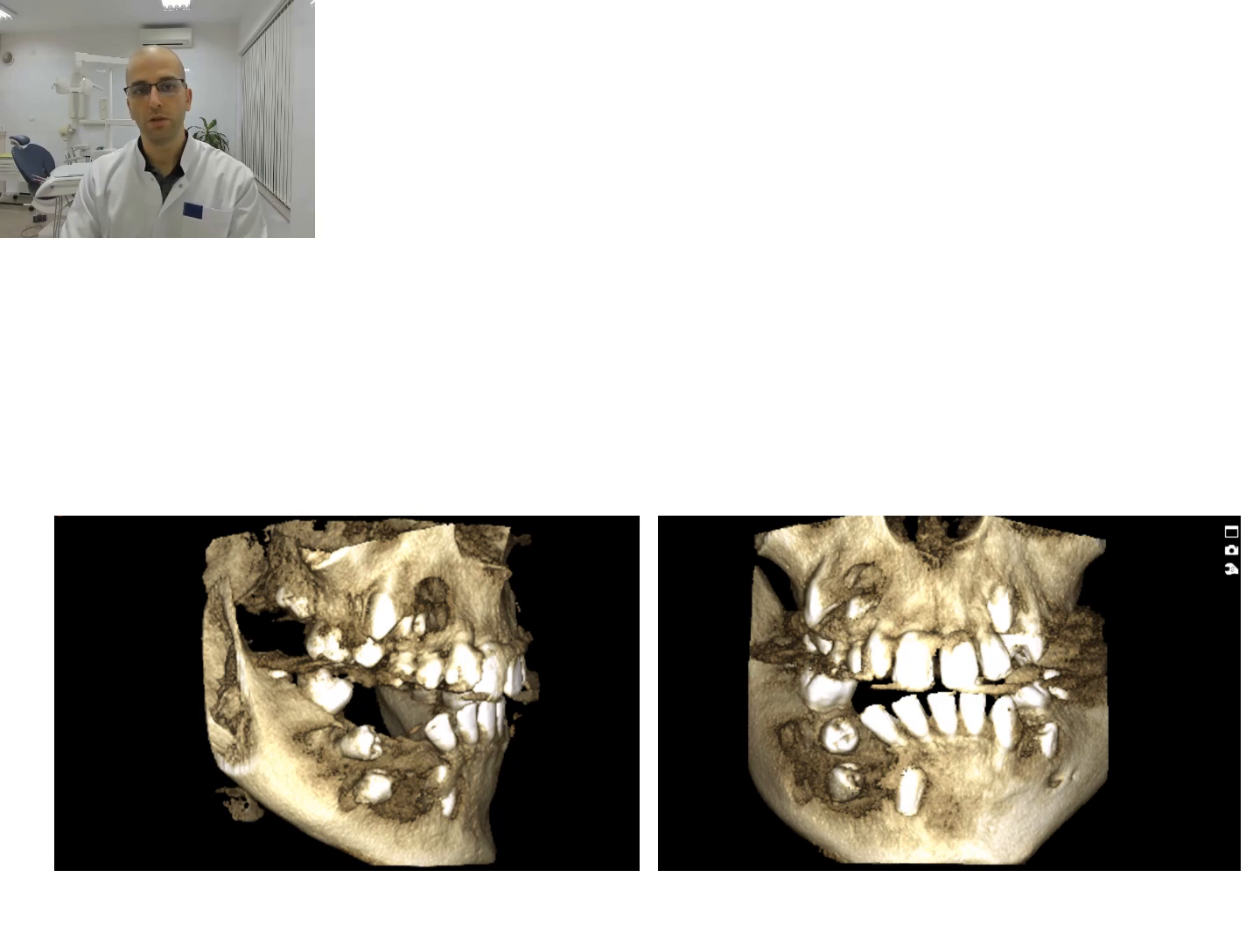A CBCT was performed before orthodontic treatment was initiated, and we can clearly see the radicular cyst in the upper right-hand side, which was not visible on the X-ray. A transposition of the upper right canine and first premolar could be detected as well.